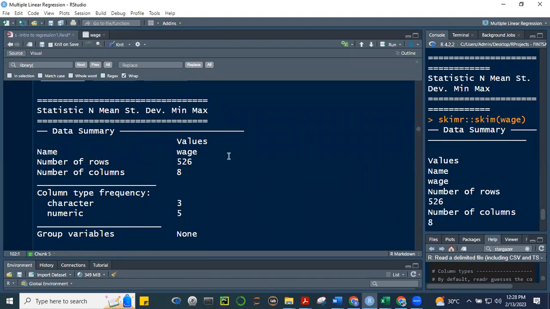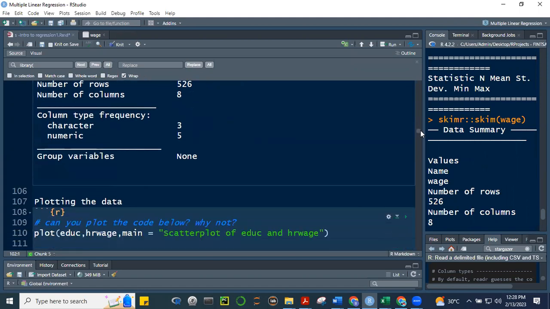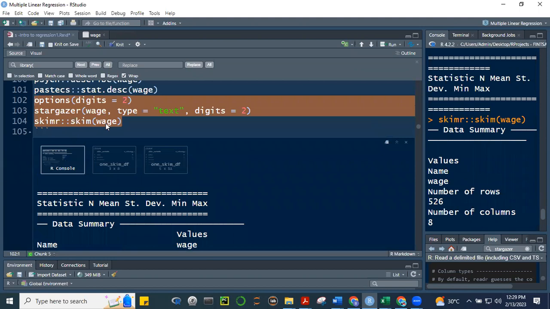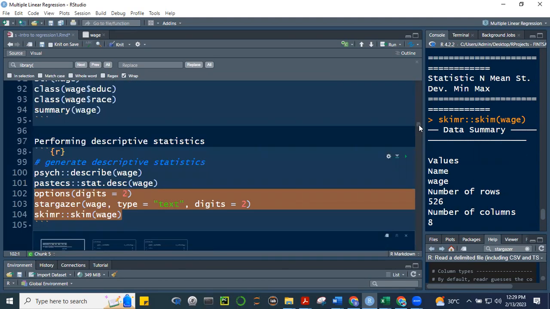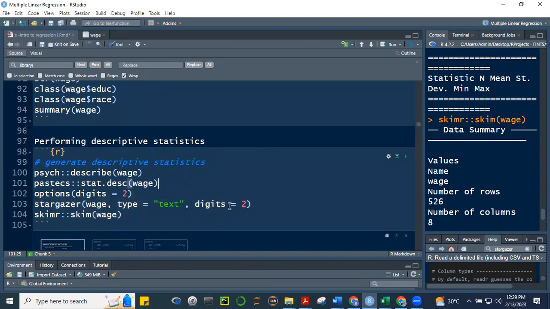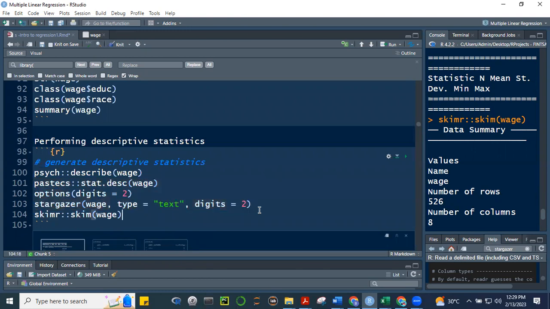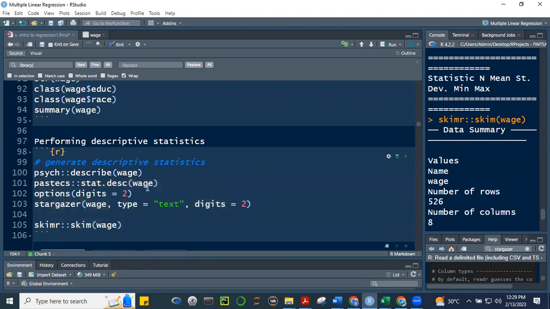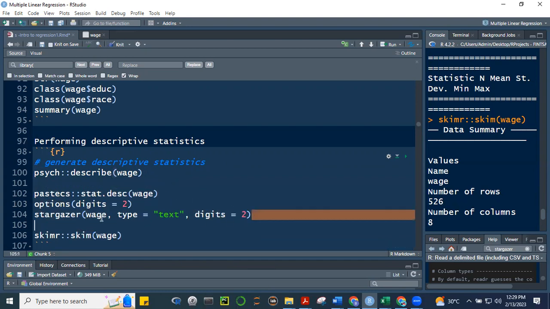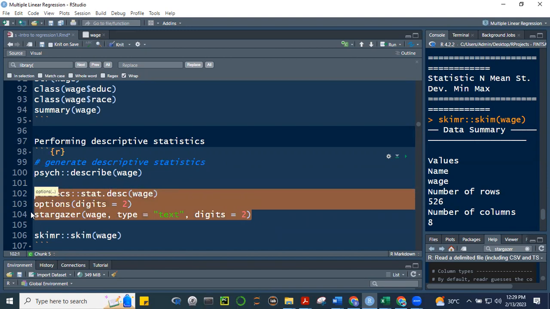The name of the data is wage, number of rows 526, columns 8, then 3 character, 5 numeric. So this is coming from skimr, the skim of wage. Okay, let me see. I think I made a mistake. I think I should have included it in paychecks. Let me just see. So I'm going to separate paychecks, and let's see what happens if I combine paychecks and stargazer.